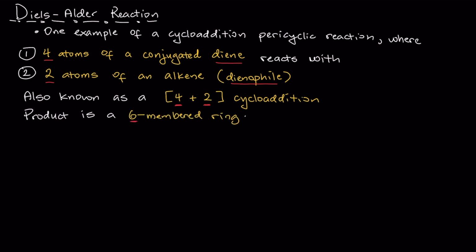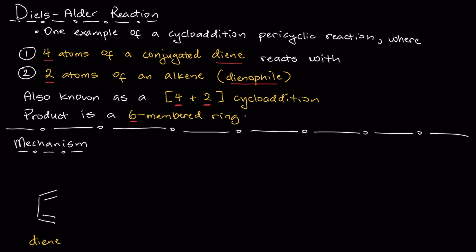And so if you're doing the math, when the reaction occurs, a 6-membered ring should then be formed as a product of this Diels-Alder reaction. Okay, and so now we're going to take a closer look at the mechanism of this Diels-Alder reaction.